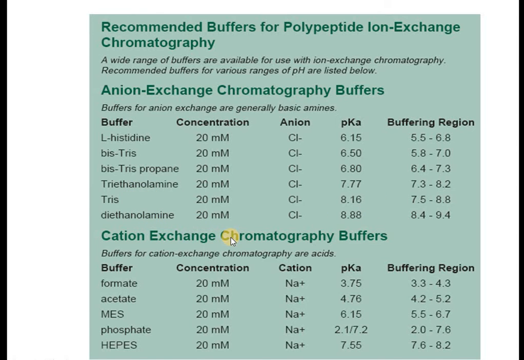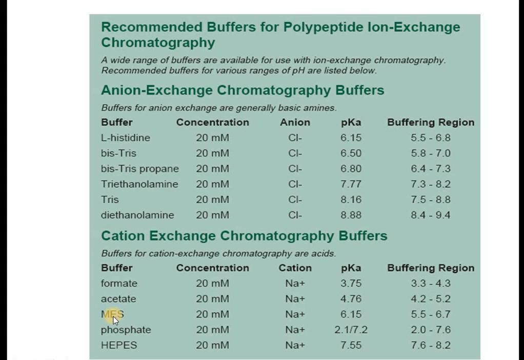Cationic exchange chromatography buffer. The buffer format is 20 mM and the cation is Na. Here the anion is Cl but the cation is Na, and the pKa value is 3.75, unlike 6.15 before, because this is the cation exchange buffer. The buffering region is 3.3 to 4.3.